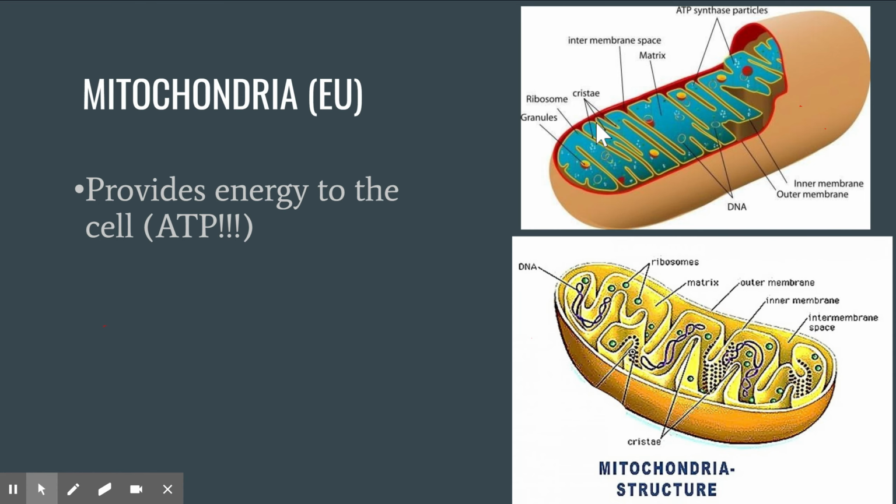Some cells will have more mitochondria than others. For example, muscle cells need a lot of energy, so it makes sense to have more mitochondria within the muscle cells compared to skin cells on your nose. The skin cells on your nose aren't really doing too much. They might have less mitochondria inside of them.